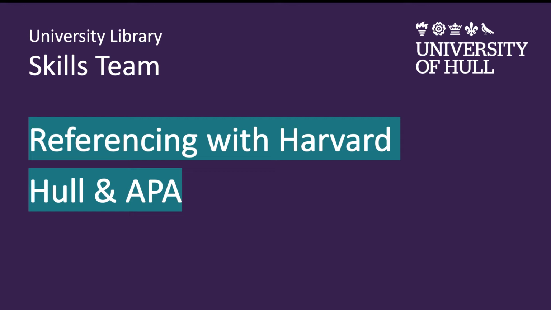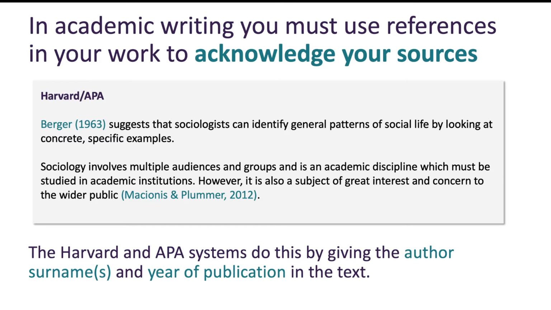In this short video, we're just going to look at referencing with Harvard Hull and APA. In your academic writing, you must use references in your work to acknowledge your sources. Harvard and APA systems do this by giving the author's surname and the year of publication in the text, so they are called author-date types of referencing.